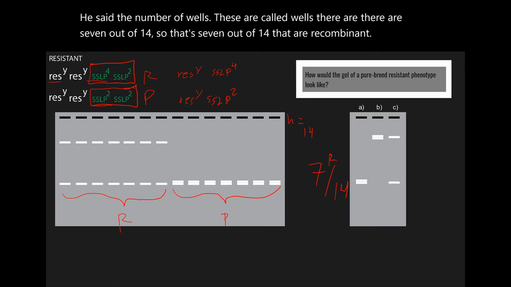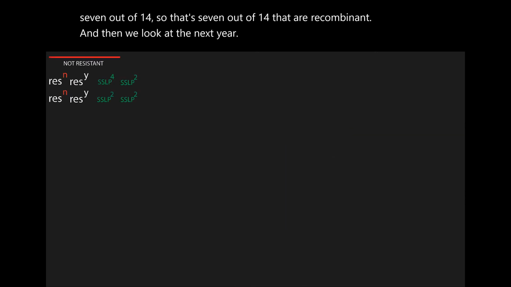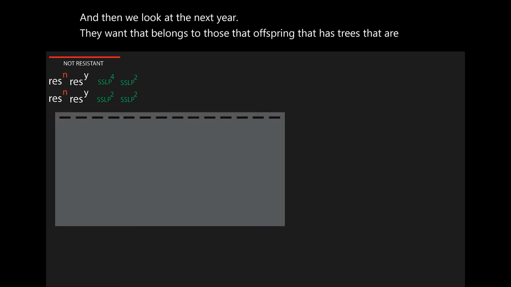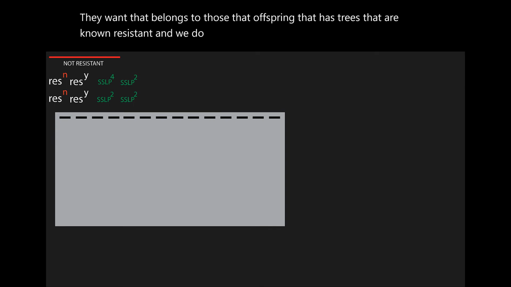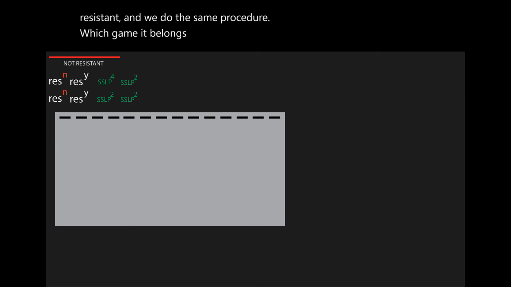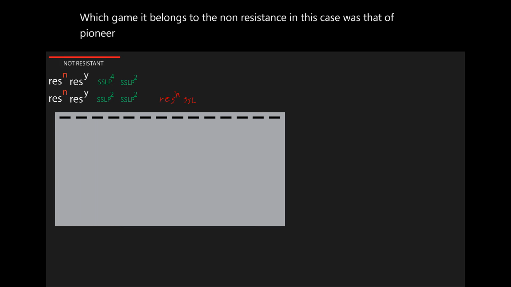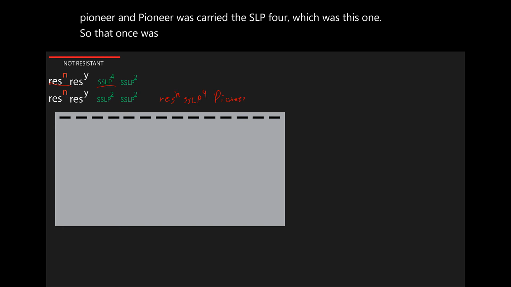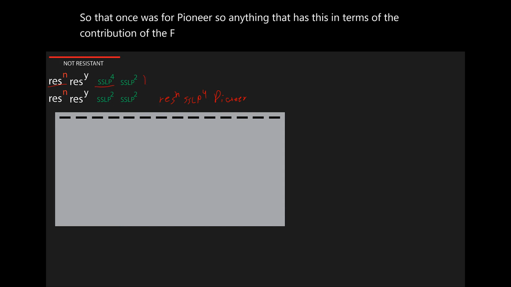And then we look at the next gel, the one that belongs to the offspring that has trees that are non-resistant. And we do the same procedure. Which gamete belongs to the non-resistance? In this case it was that of Pioneer, and Pioneer carried the SSLP4, right, which was this one. So that one was for Pioneer. So anything that has this in terms of the contribution of the F1 parent must be parental, whereas this one is the recombinant.